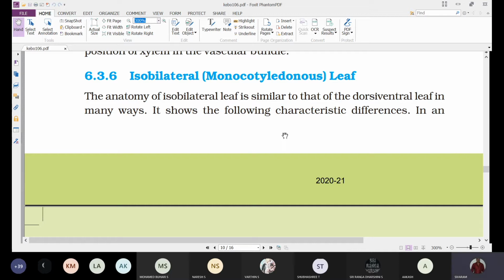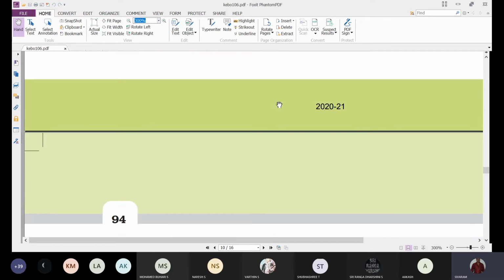Okay, and next one, you observe here. The anatomy of isobilateral leaf is similar to that of dorsiventral leaf in many ways. That means we'll find the internal structure of a dicot leaf and monocot leaf a little bit similar. It shows the following characteristic differences. As it is showing some common features, we are not discussing in general; we are discussing what are the differences that we can observe with reference to dicotyledonous leaf and monocotyledonous leaf.